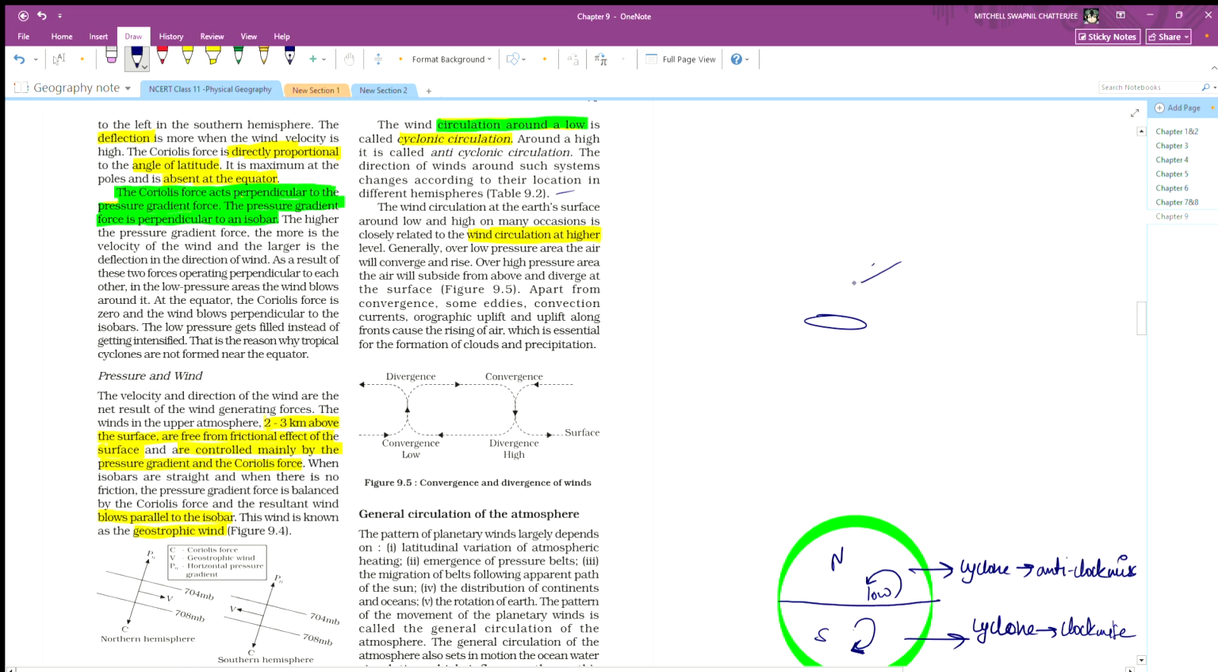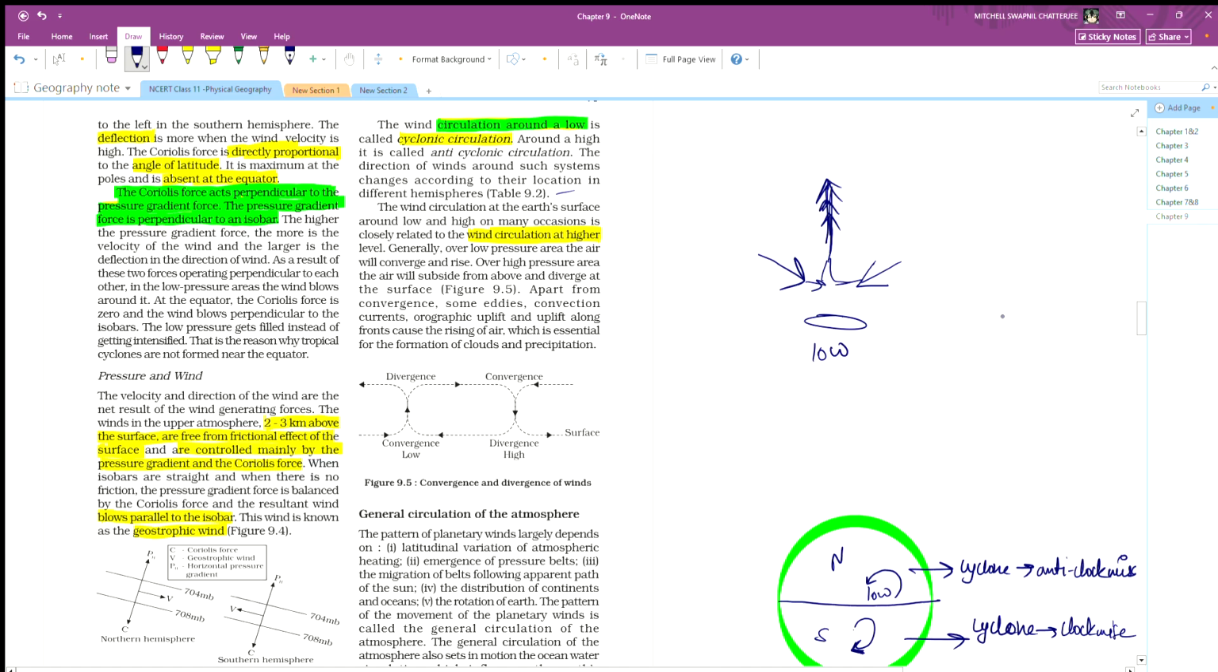Low pressure area, air will come in this direction. Okay, this is the low pressure area. The air will converge. So when it converges, after getting mixed up, it will rise above. It will rise, and over the high pressure area, air will subside from above.